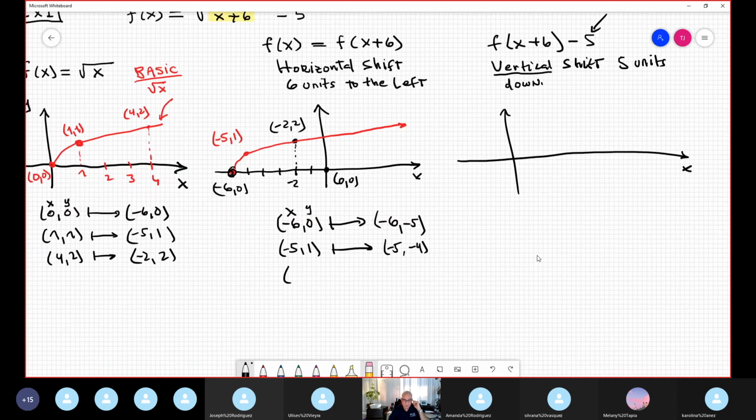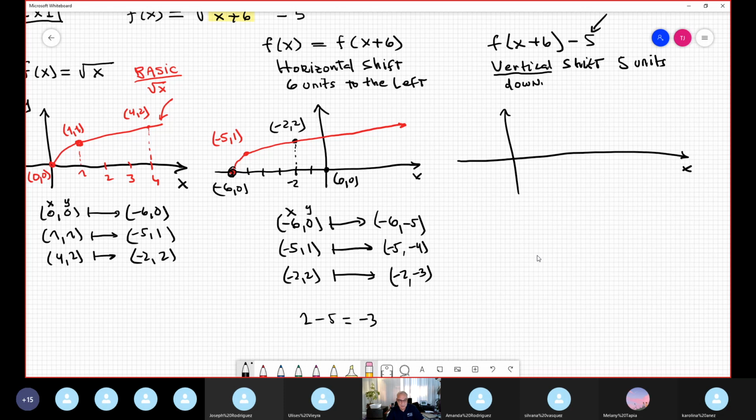And the last point is -2, 2. After the transformation, when you subtract 5 in the y component, it is -2, -3, because it's 2 minus 5, no? 2 minus 5, and negative. And you see that the x component stays the same.